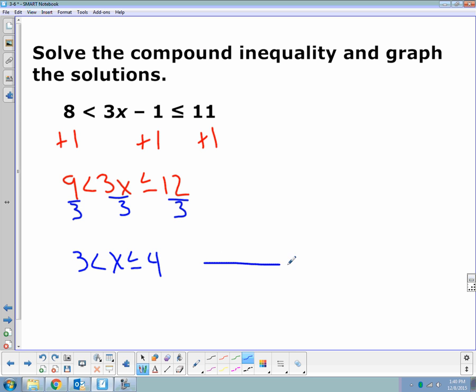Oh, graph it, sorry. So graph 3 and 4, so 2, 3, 4, 5, that's not so bad. And we are not including 3, but we are including 4. So we're kind of inclusive. We will accept some people, but not others.